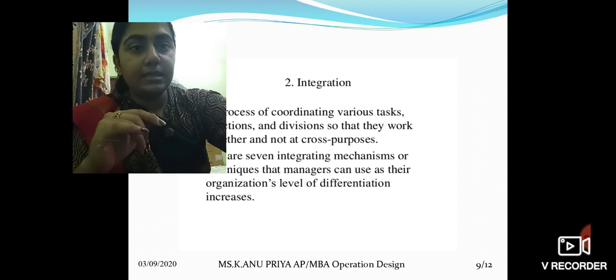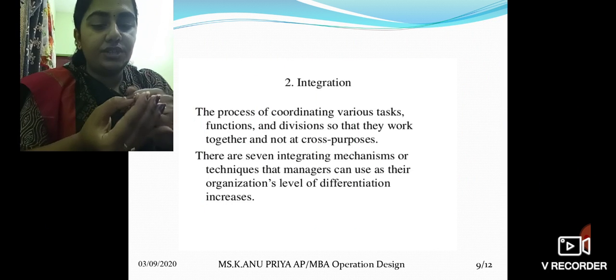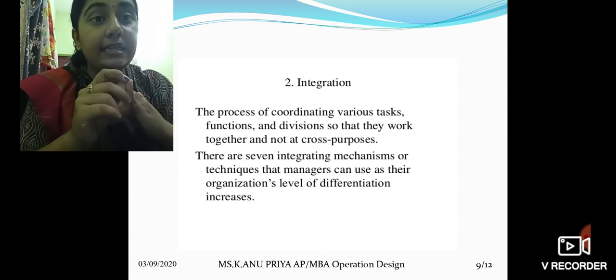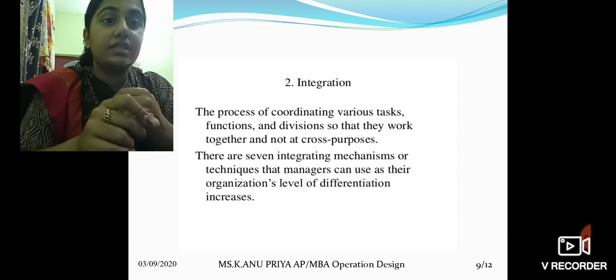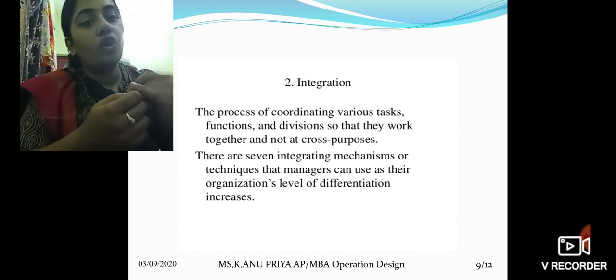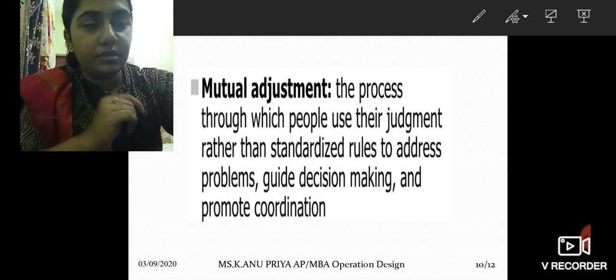So next is integration. Okay, differentiation, we saw what is differentiation. Next we have here integration: the process of coordinating various tasks, functions and divisions so that they can work together and not at cross purpose.